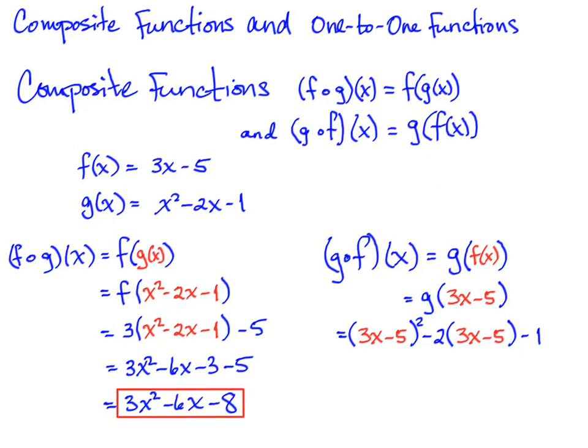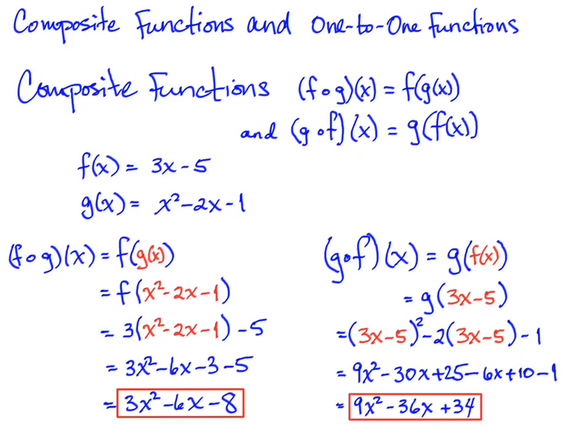3x minus 5 squared, we're using the perfect square trinomial pattern, 9x squared minus 30x plus 25. And then I'm going to distribute the negative 2, so negative 2 times 3x is negative 6x, and negative 2 times negative 5 is positive 10, and then I have minus 1. And now if I combine all my like terms, I get 9x squared minus 36x plus 34. And notice the difference. We really did get two different functions just by composing f and g in different orders. So order is very important.